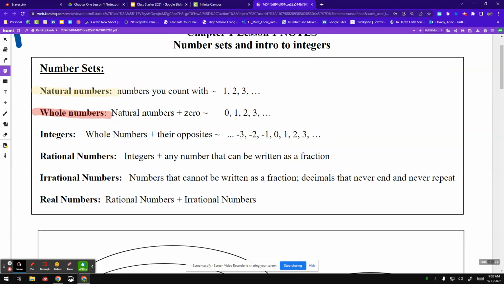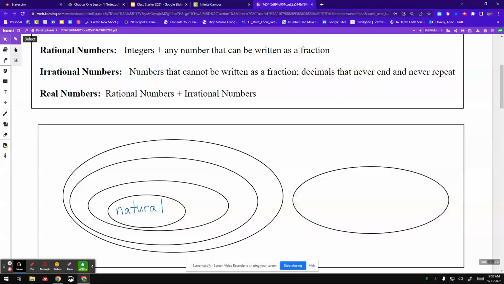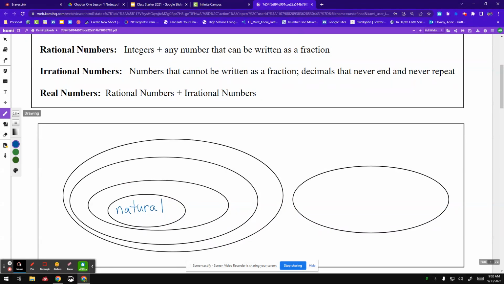So the whole numbers include 0 and the natural numbers. Those are all part of it. So I'm just going to put a 0 after it because it's only one number that makes a difference between the whole and the natural numbers.